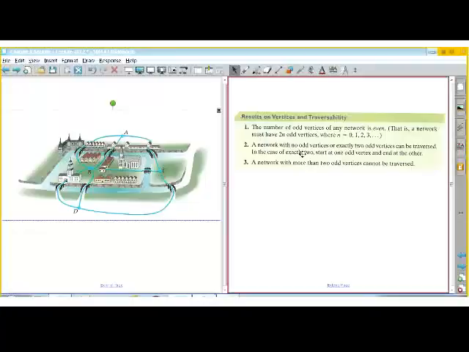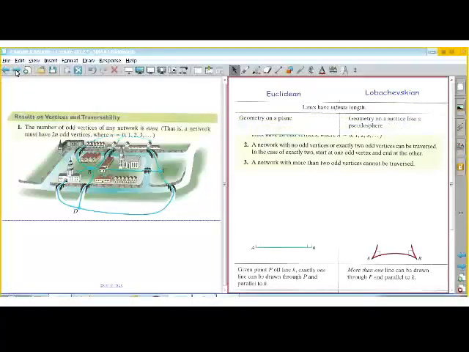It says any network with no odd vertices or exactly 2 odd vertices can be traversed. In the case of exactly 2, start at one odd vertex and end at the other. Any network with more than 2 odd vertices cannot be traversed. So if we look at this example, this is odd, this is odd, this is odd because we have 3, 5, 3, 3. So there are at least 4 cases of odd vertices, and therefore because we have more than 2 odd vertices, there's no way to traverse this network of bridges without going back over some existing bridge.